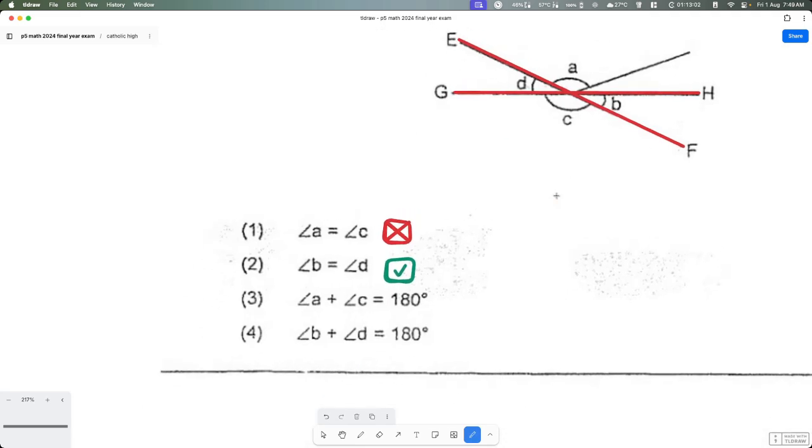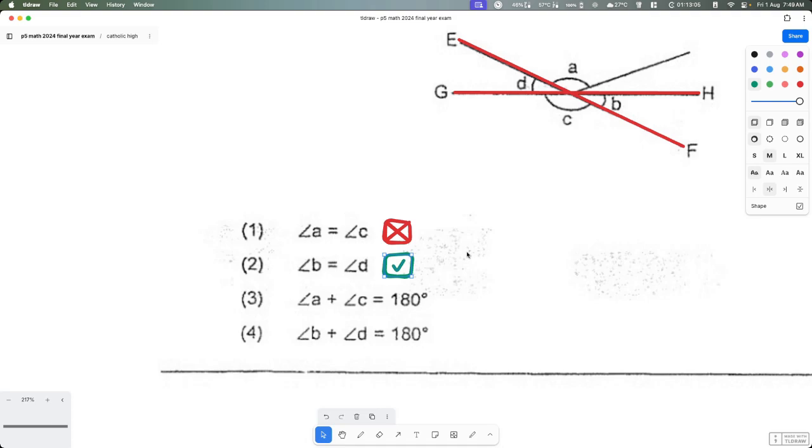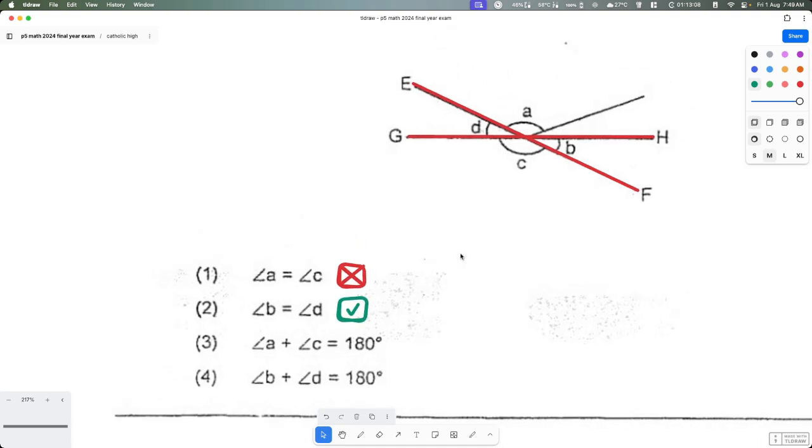We still want to double check whether the others are correct or wrong, just to make sure. So A plus C is 180. C is not 180, but they are definitely more than 180 because these are two obtuse angles from the way you look at it. So in this case, we know that number 3 is wrong. And lastly, B plus D. These are two acute angles, and obviously this is also wrong.